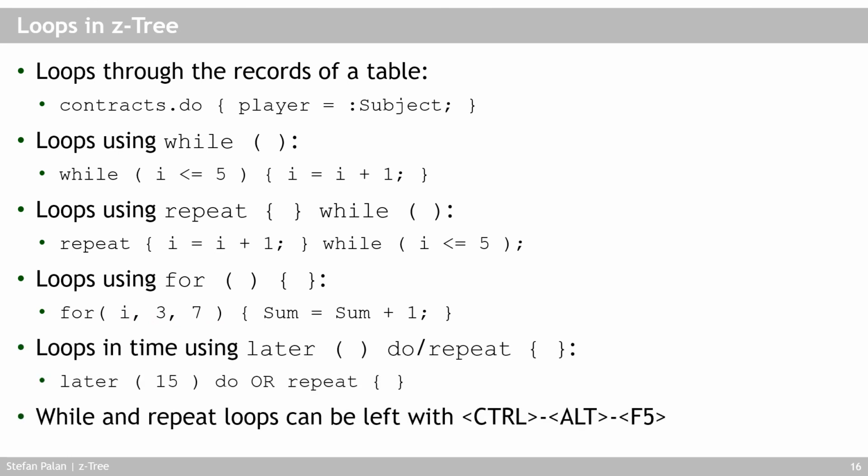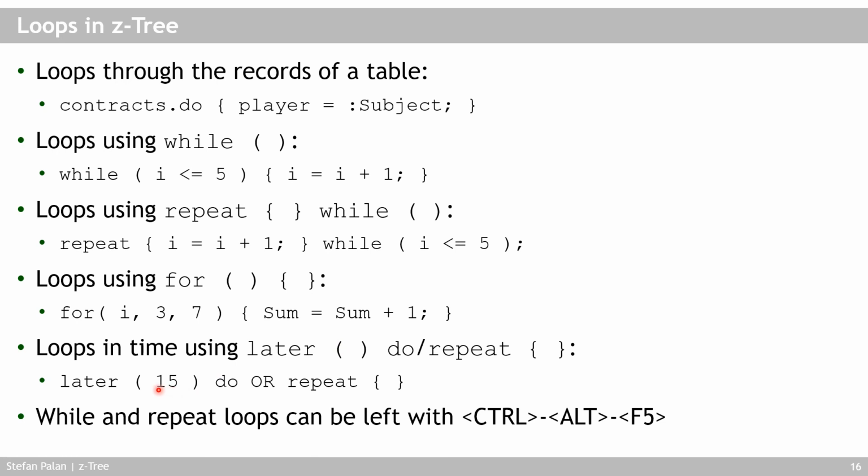And finally, a bit of an unusual loop. You can have a loop in time, so basically tell set tree to repeat something after a certain time has elapsed. And that is done using the later command. If you use in your code later, then you put some number in here. Those are the seconds that set tree should wait. And do, then set tree does this exactly once. If you say later the seconds and repeat, then set tree repeats whatever is in the curly brackets every n seconds, where n is what you put in here.